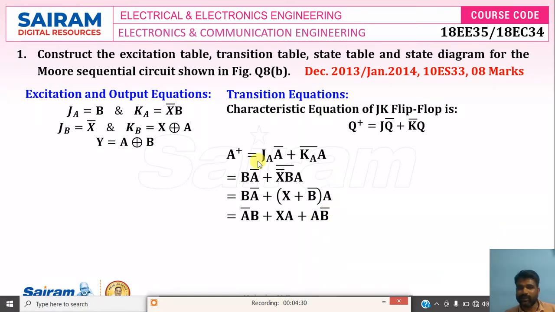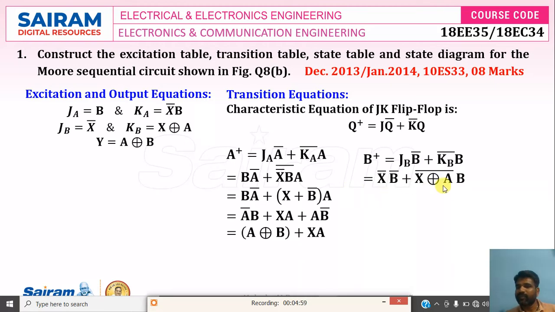Similarly, for the second flip flop, B is the present state and B plus is the next state. So B plus is equal to JB B bar plus KB bar B. Again, by combining the first and last two terms, it can be written as A exclusive-OR B plus X A. Substitute JB is equal to X bar and KB is equal to X exclusive-OR A.